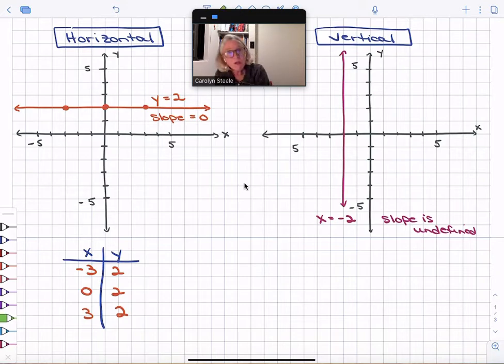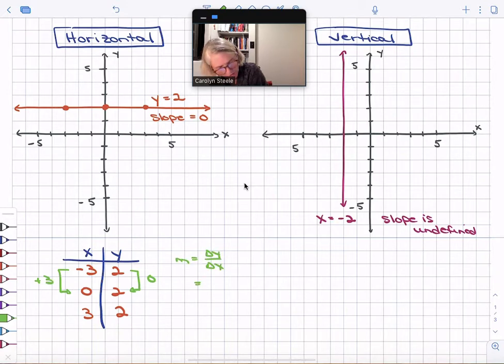Let's think about slope. All right, I'm going to think about my change in y. If I go from the first point to the second, that change in y is 0. And my change in x is I'd have to add 3. So my slope is change in y over change in x, which is equal to 0 over 3. 0 divided by any number is 0. So the slope is 0.